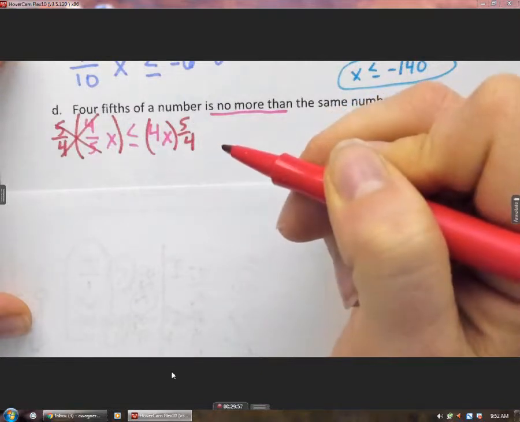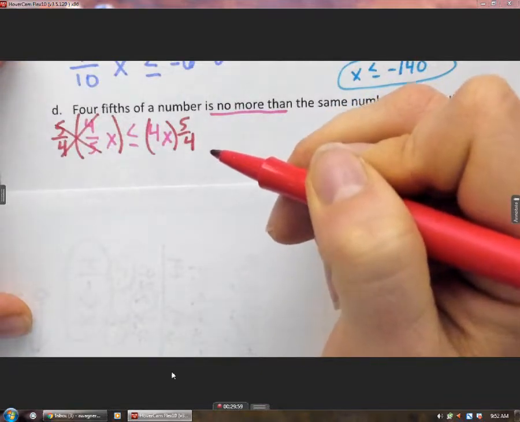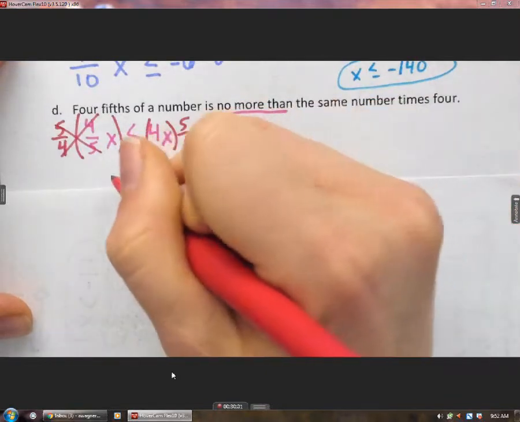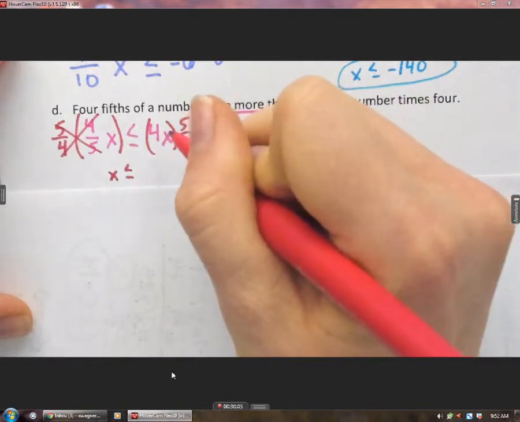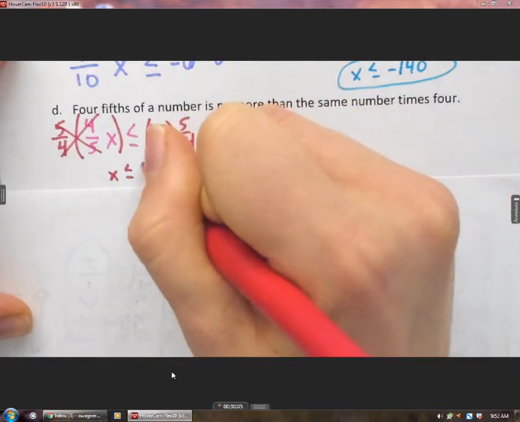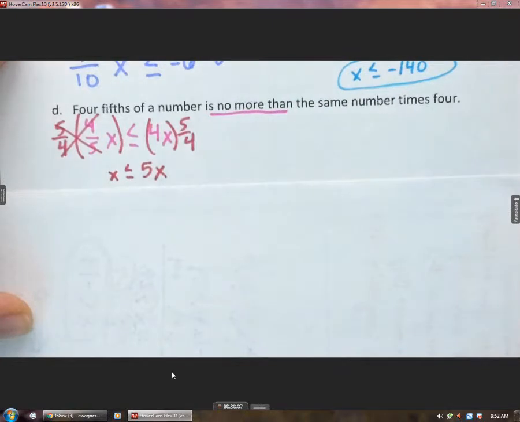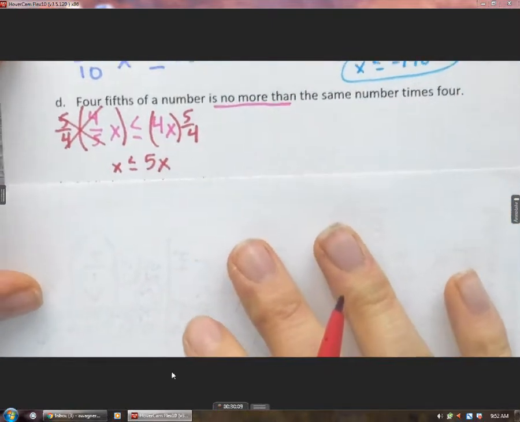Oh, shoot. That's not going to work. Well, we can keep going with it. x is less than or equal to, this is going to be 5x. It didn't help me. That was kind of a bad teacher move. Sorry, guys. That's all right. It got rid of our fraction at least.